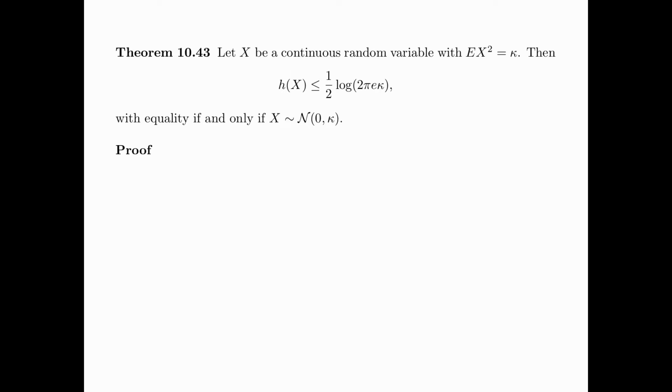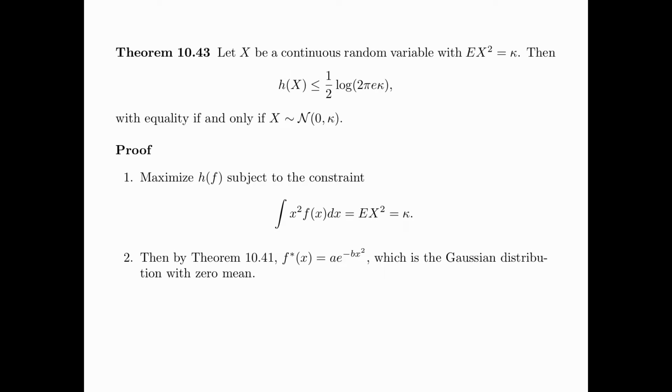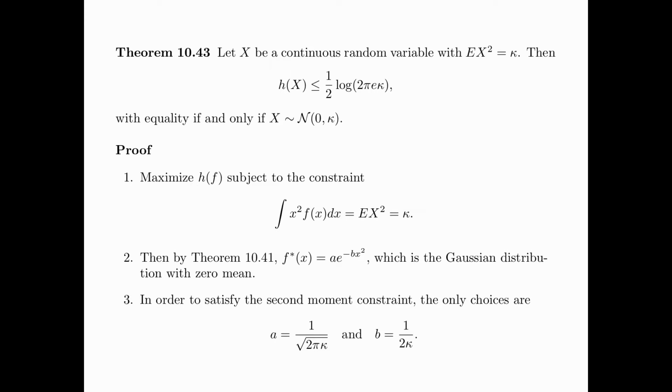The proof goes as follows. We consider maximizing the differential entropy of f subject to the constraint, integrating x² f(x) dx, that is, the expectation of X squared, equals κ. Then by Theorem 10.41, f*(x) has the form a times e^(-bx²), which is the Gaussian distribution with zero mean. In order to satisfy the second moment constraint, the only choices are a equals 1 over the square root of 2πκ and b equals 1 over 2κ.